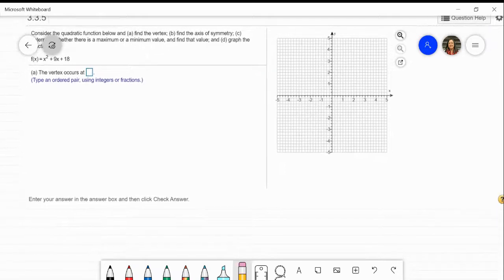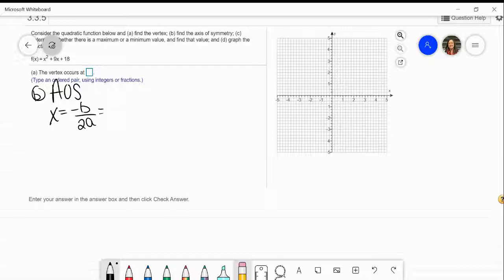So let's jump in. Full disclosure, I don't really do part A before I do part B. What I like to do is complete part B first. I like to find my vertex. Let's back up. I am finding my vertex, but to find my vertex, I like to find my axis of symmetry first. And the way I do that is by using x equals the opposite of b over 2a.